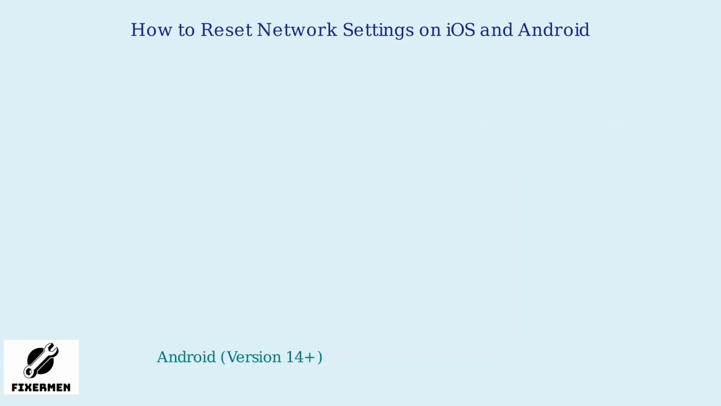For Android devices running version 14 or higher, the path is similar but may be found under Settings, then General Management or Connections. Tap Reset, then select Reset Network Settings. Again, you'll need your device passcode. The device will reboot after the reset. Here's the Android reset screen for reference.